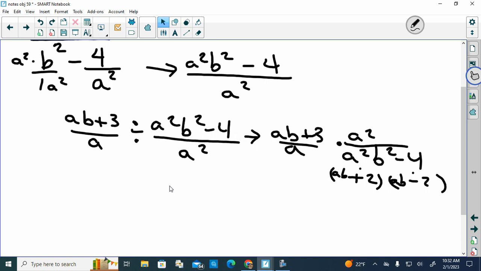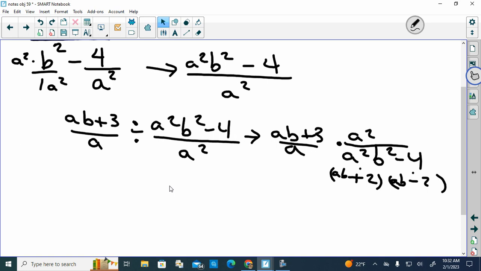Simplify, just take both the a's out. And that is the only thing you can simplify in this. Okay? Because on top we have an ab plus 3, and on the bottom we don't have an ab plus 3, right? So that has to stay there.